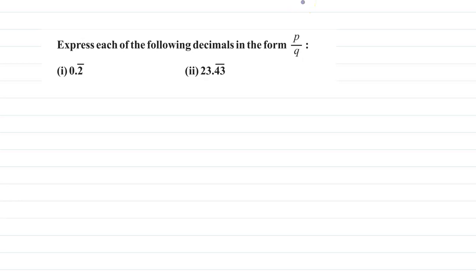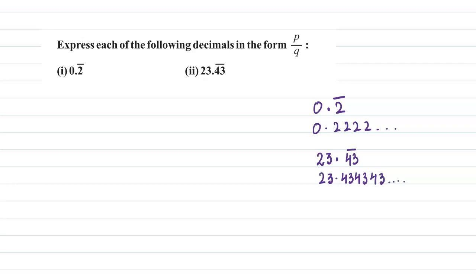to convert decimal numbers which are of the type recurring and non-terminating to the form p by q. So now for instance we have taken the number 0.2 bar. So it means that 2 is repeating, 2 keeps on repeating endlessly. So these are recurring non-terminating decimals. Similarly 23.43 bar means 23.43, and it keeps on repeating endlessly. So these are recurring non-terminating decimals. So we have to convert them in the form p by q.